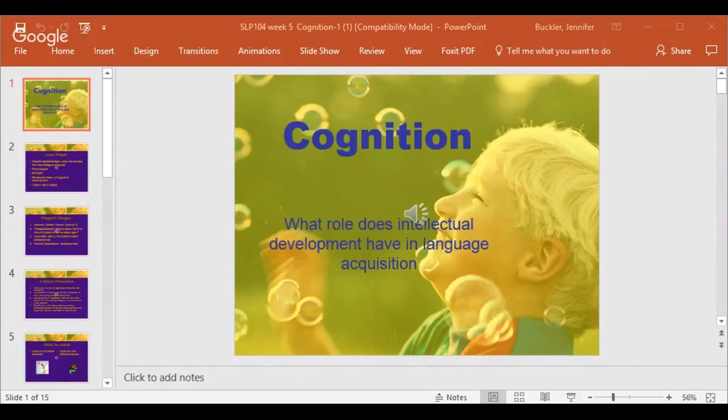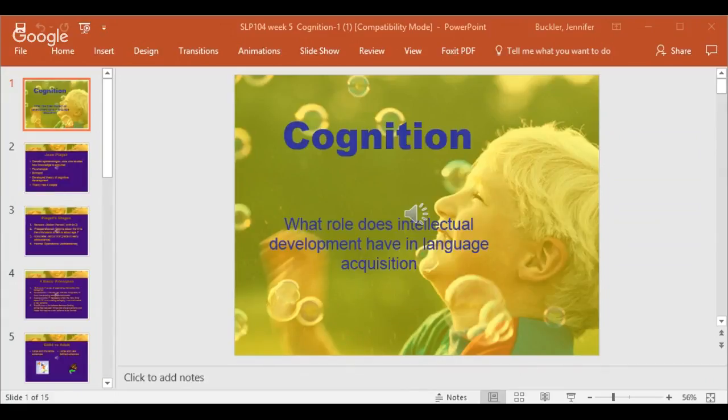All right, so we've done a lot in the first 4 weeks. I know you guys are anxious to hear what's going on with language development, and we'll get there, I promise. But you have to know this stuff first. Otherwise, nothing else seems to make sense as we move through. So cognition, intellect. What role does intellect have in the development of language?